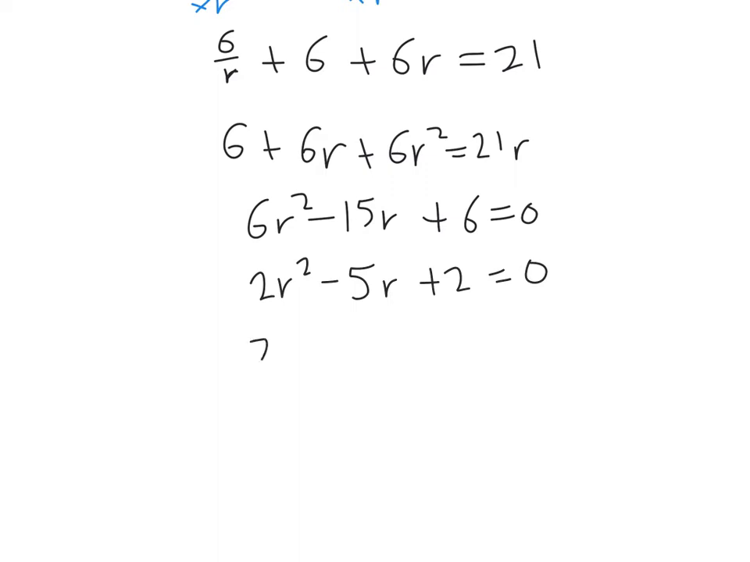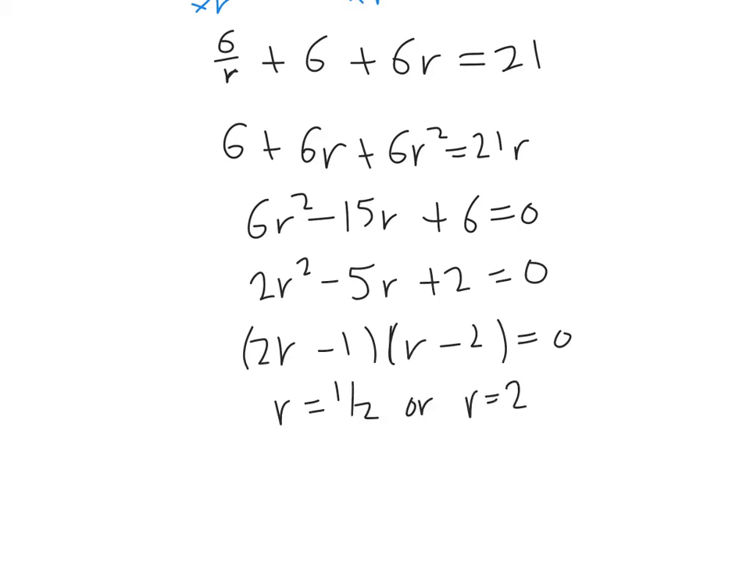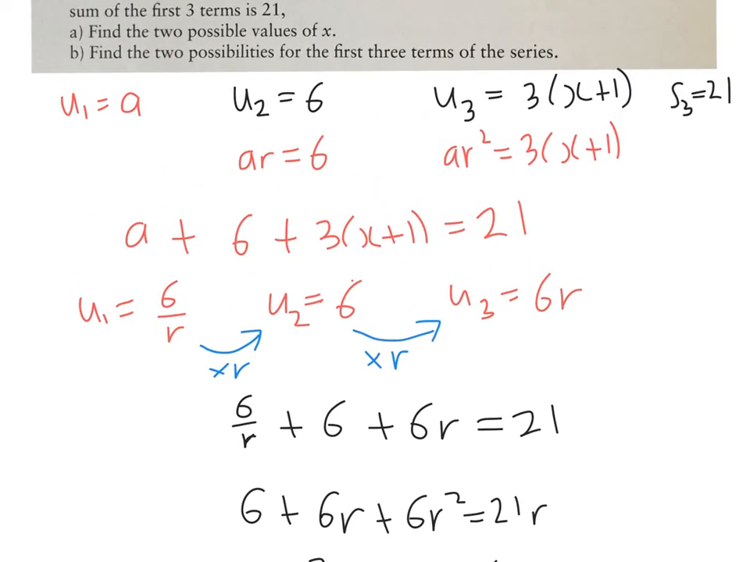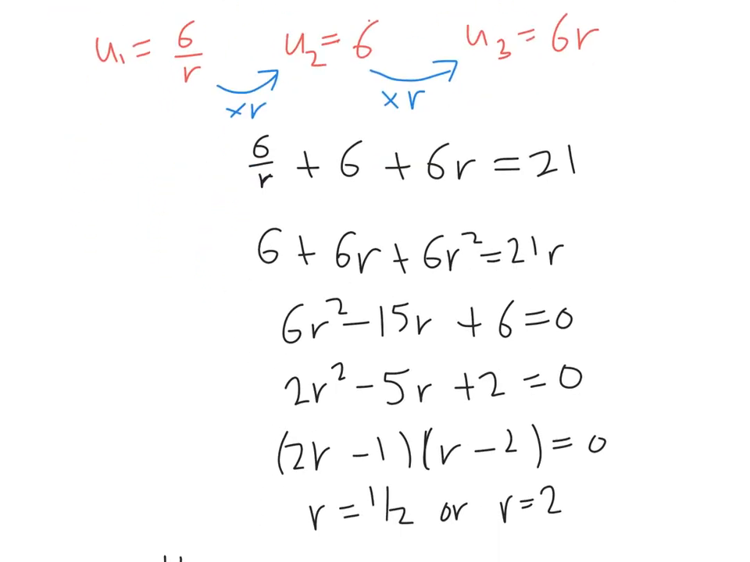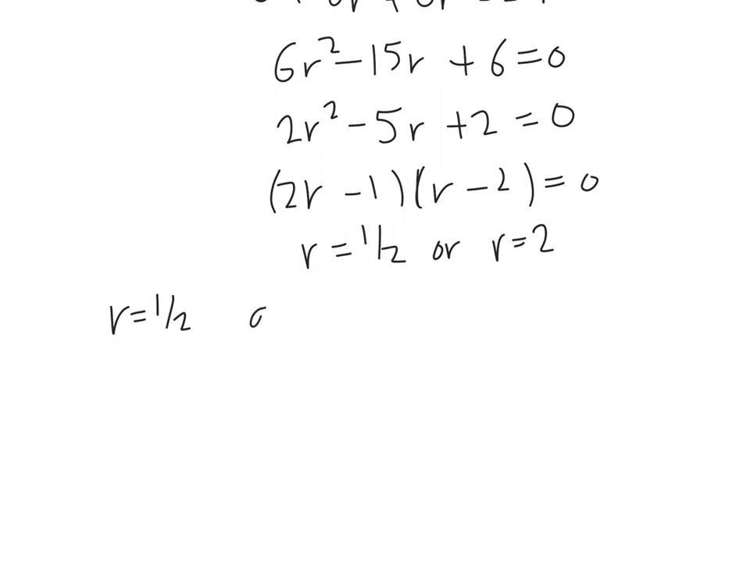Then we factorize that, whatever way you prefer to factorize. You can see it would end up being, I've got to get minus 5, so minus 2 and minus 1. So r could be equal to 1/2, or r could be equal to 2. Let's consider r being 1/2 then. If r is 1/2, let's go back and look at a, which is 6 over r. So a would be 6 divided by 1/2, which would be 12.